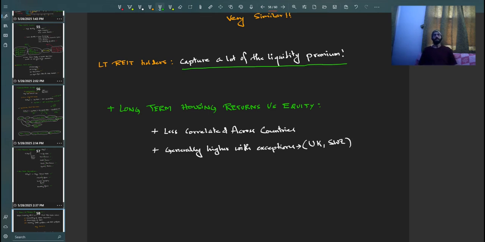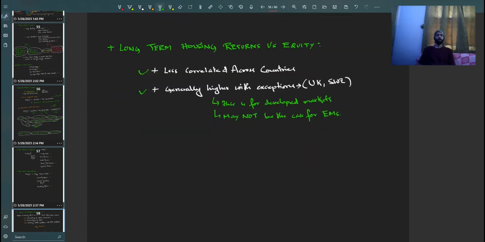Then, the next point is generally high with exceptions. So real estate returns or housing returns tend to be higher, especially for developed markets, with some exceptions, maybe UK and Switzerland, and for some phases, maybe USA also, right? At least in developed markets, this is the case. This may not be the case in emerging markets. Let me write it here. So this is for developed markets and it may not be the case for emerging markets. So you have to keep that in mind.